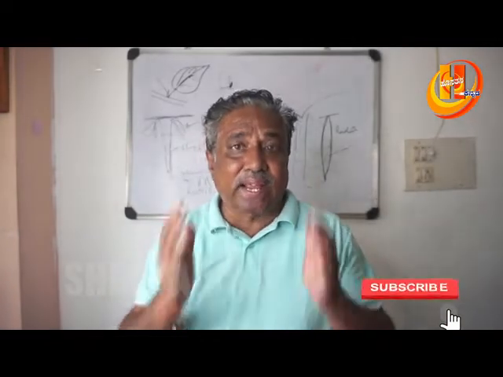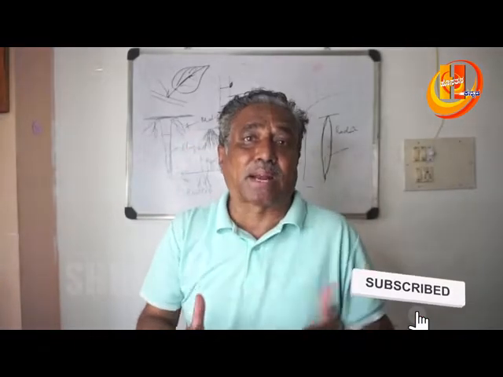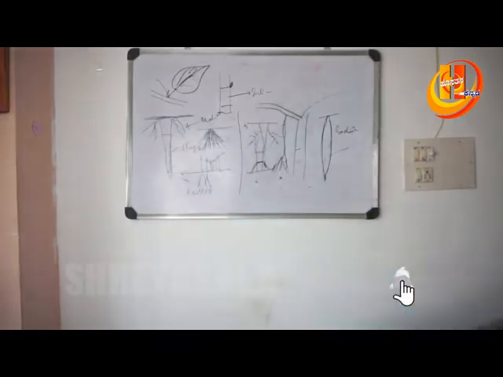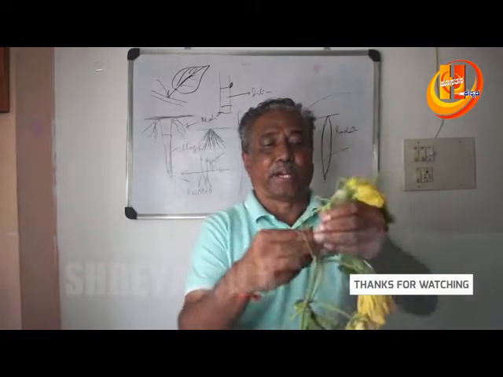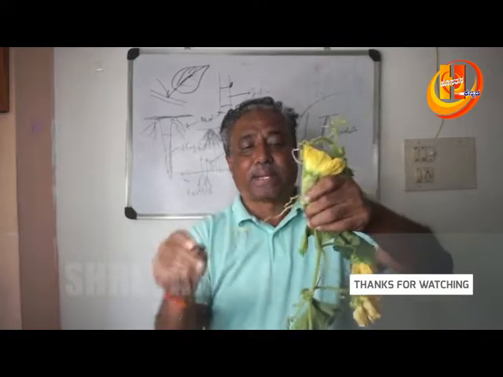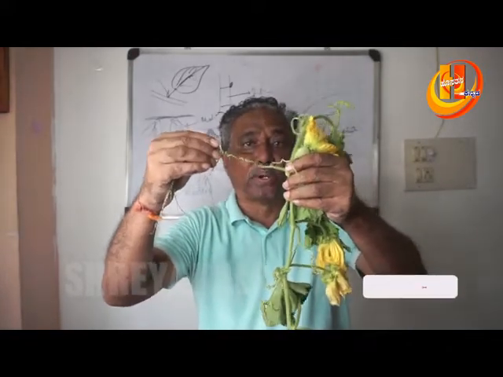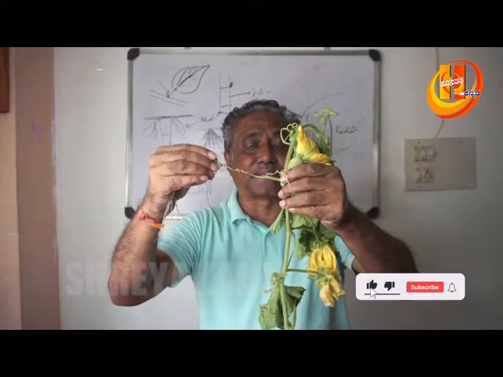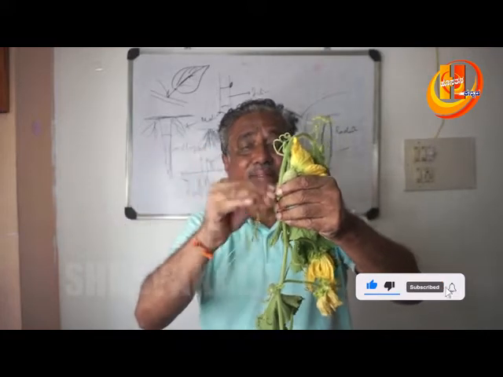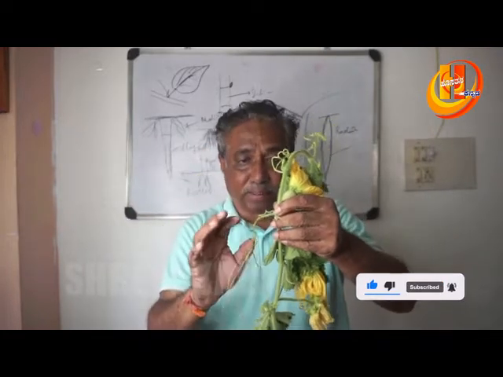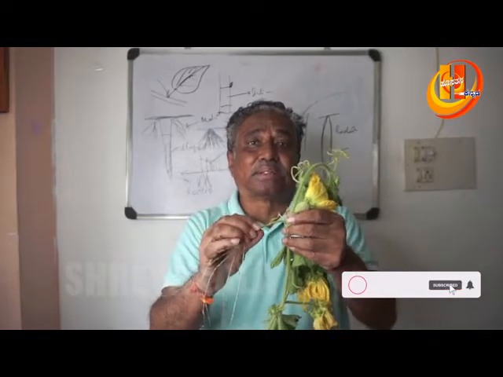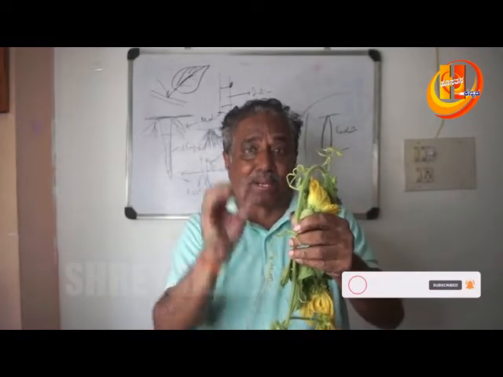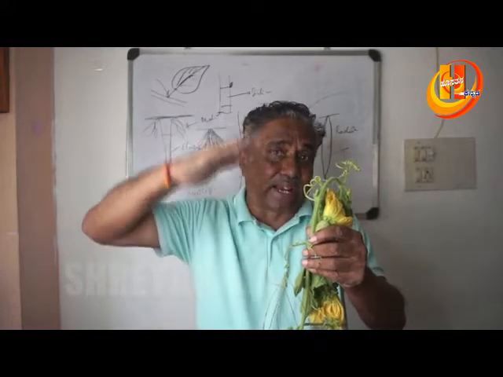Whereas in case of cucumber or pumpkin, here the axillary bud is modified into tendril. Axillary bud is modified into tendril. This is also very, very important. So these are the different modifications, that is aerial modification.